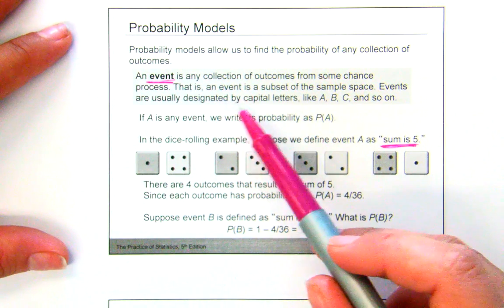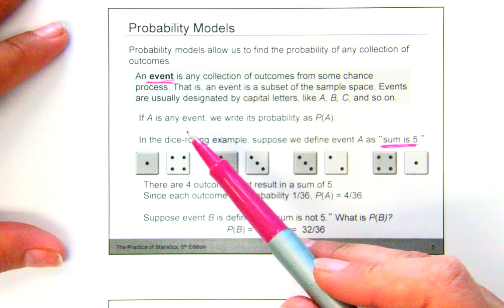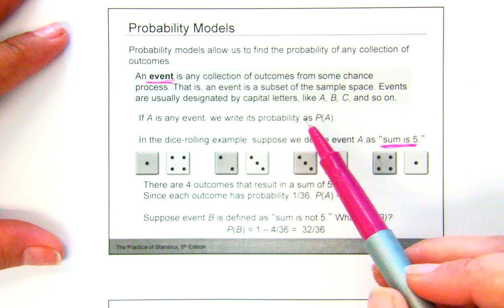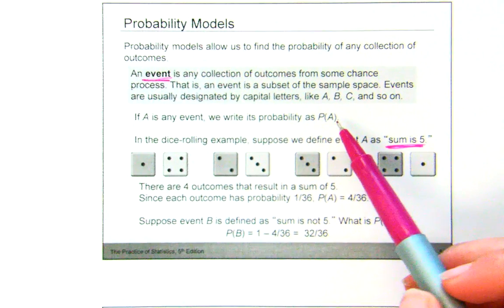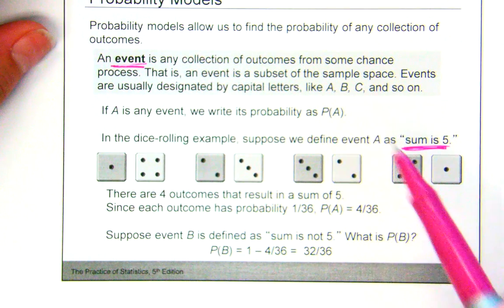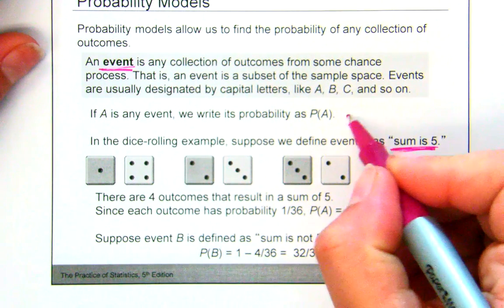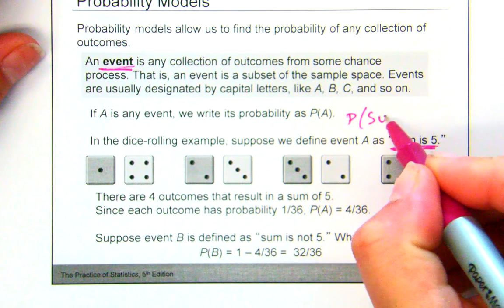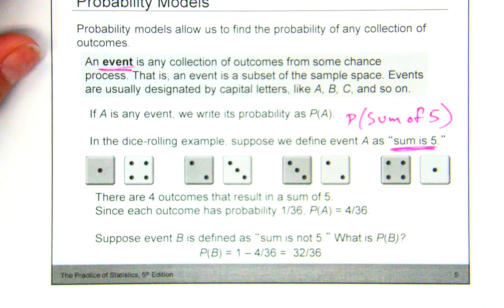Events are usually denoted by capital letters like A, B, C, D, and so on. So, for example, if A is an event, we write the probability as P parentheses A. It's not P multiplied by A, it's just the probability of getting event A. So using the quotation sum of 5, it would look like the probability of sum of 5.